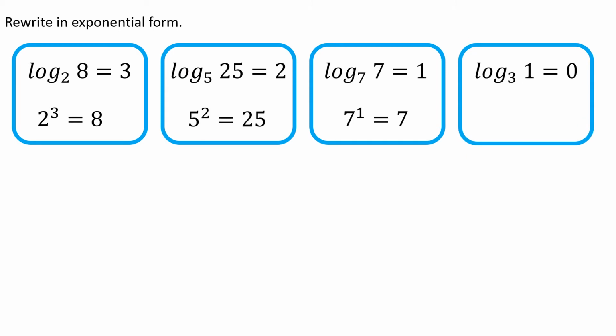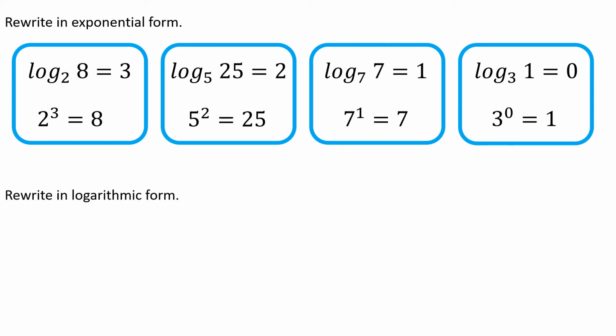Log base 3 of 1 equals 0. Okay, I can identify the base, which has to be 3. I can identify the exponent, which is 0. And 3 to the 0 power equals 1. Right? Any number raised to the power of 0 equals 1. I should note that the base cannot be 0 because 0 to the 0 power is undefined. But any number besides 0 raised to the 0 power is 1.